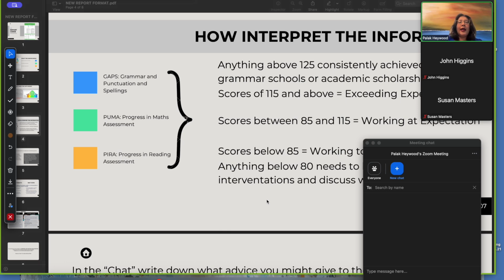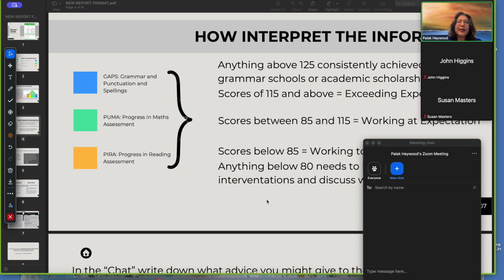Anything below 85 is working towards, and this is where we start to think about some support for the child, particularly if it's in a particular area. It could be spellings, it could be multiplication, it could be number lines, whatever that happens to be. It may be that we need to do classroom interventions, but it's definitely a child that we need to flag up and we need to support.